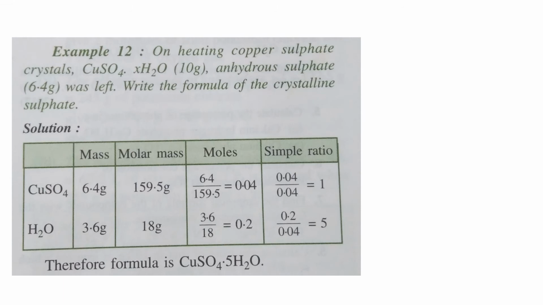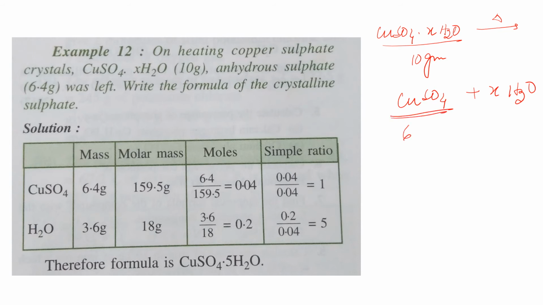On heating copper sulfate crystal CuSO4.xH2O, 10 gram, anhydrous sulfate 6.4 gram was left. That means I am having hydrated copper sulfate, CuSO4.xH2O. The weight of this one is 10 gram. Now this, on heating, I am getting anhydrous copper sulfate plus xH2O. This anhydrous copper sulfate is 6.4 gram left.